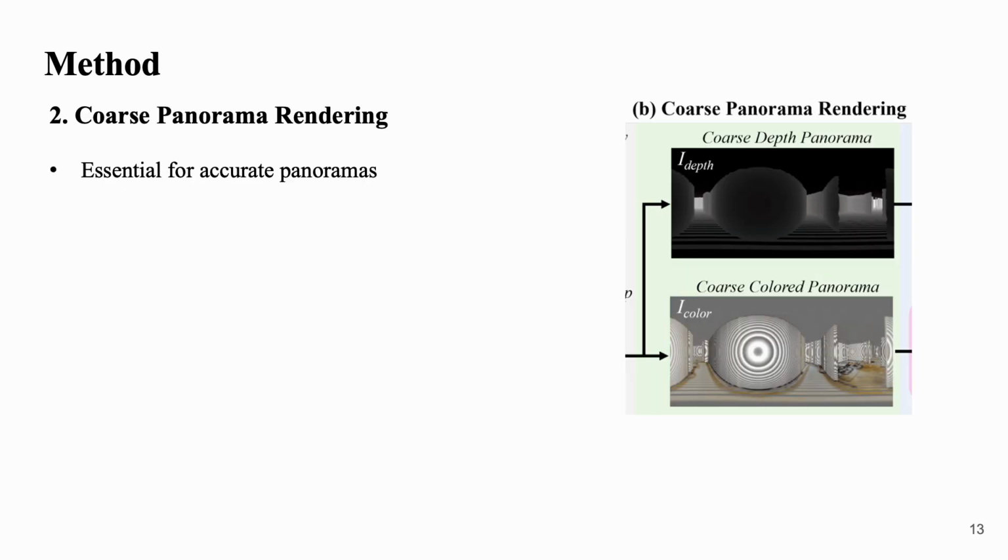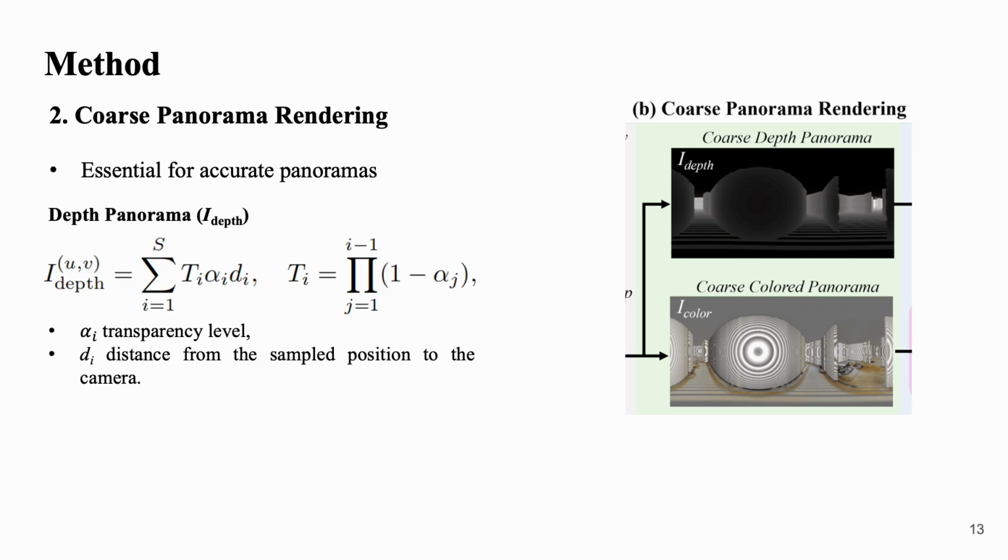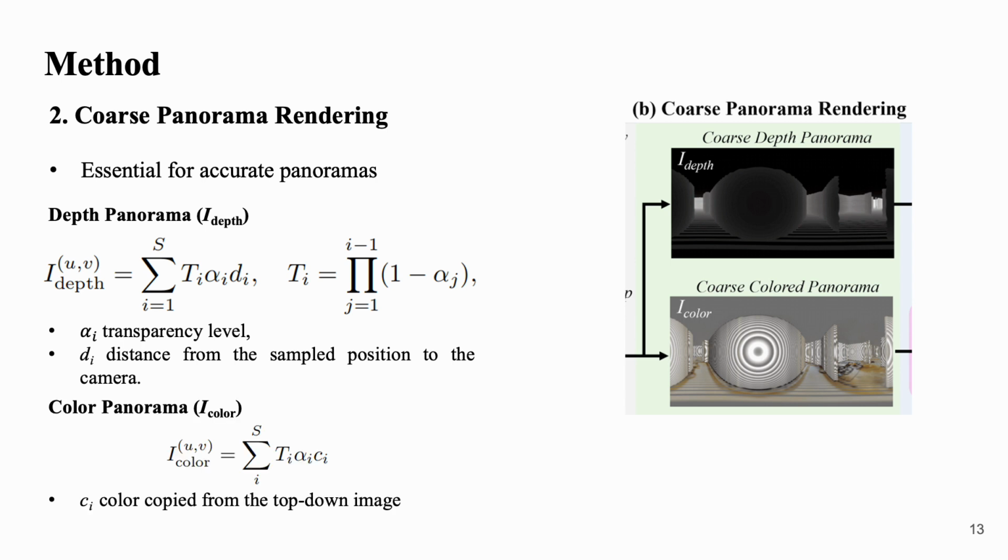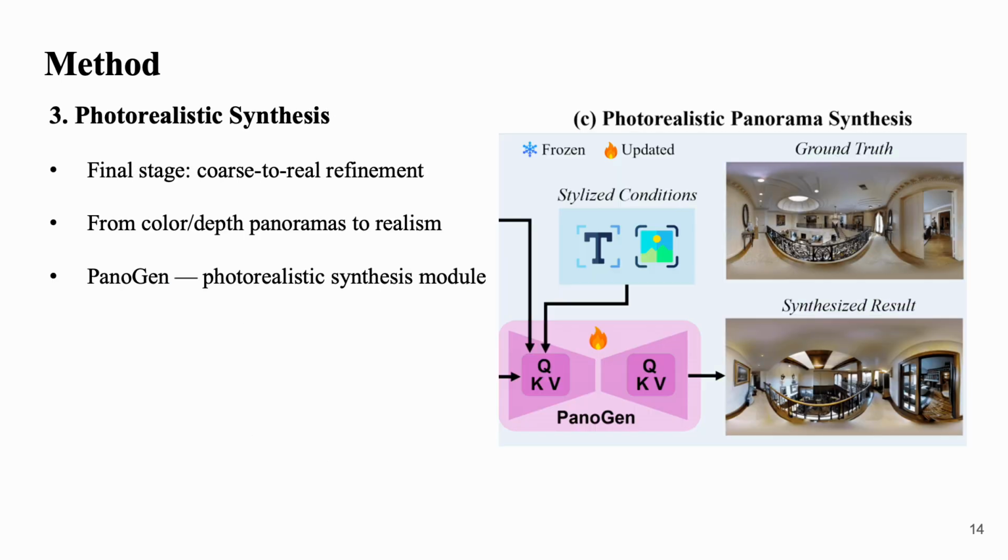Stage 2 is coarse panorama rendering. We volumetrically render a panorama from the occupancy, producing a depth panorama encoding globally consistent geometry and a coarse color panorama. Colors are projected or copied from the top-down to maintain rough appearance. This step guarantees straight walls across the panorama seam, plausible parallax, and correct occlusion ordering.